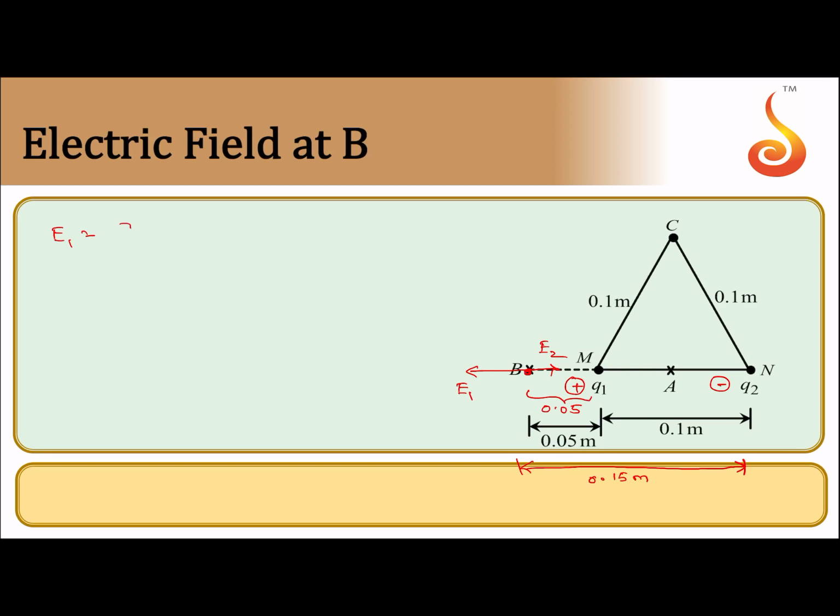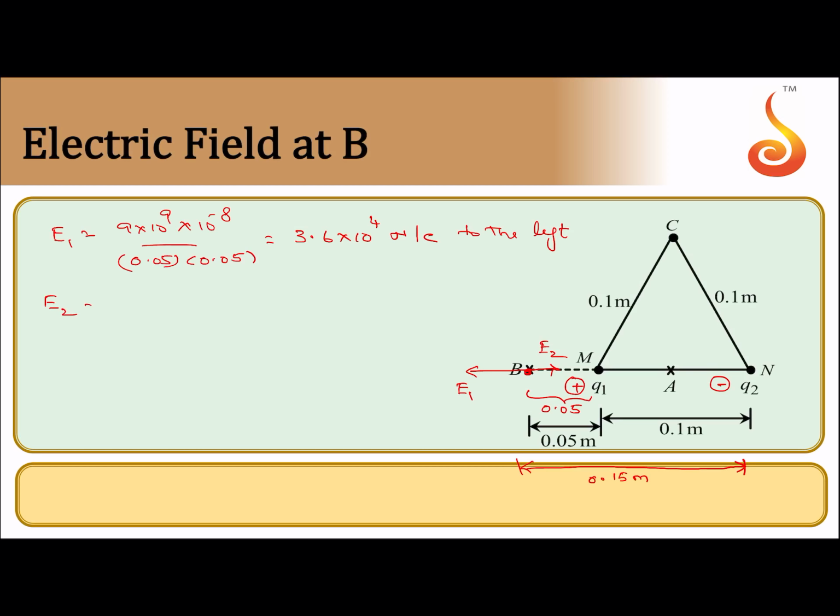E1 is 9 into 10 power 9 into Q1, which is 10 power minus 8, by r squared. Oh, same value, 0.05, 0.05. They have been very sweet. They have given us easy numbers, repetitive numbers, and this we found out to be already 3.6, right. So, 3.6 into 10 to the power 4 Newton per Coulomb. This was to the left.